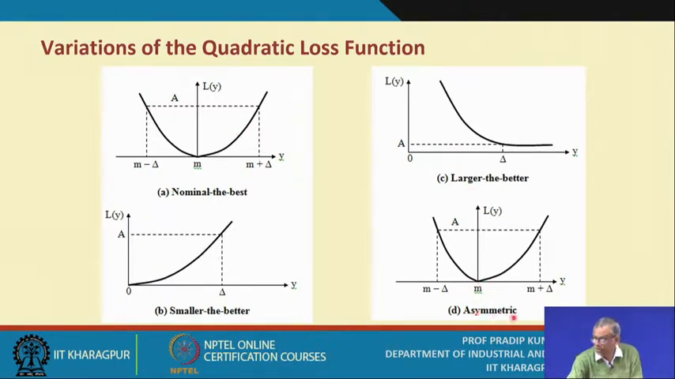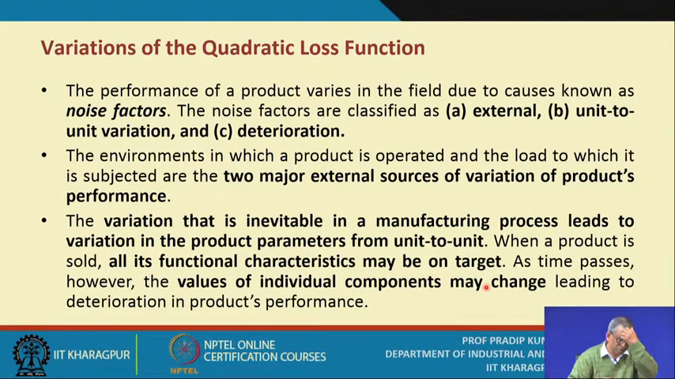Now you move to the asymmetric case, the asymmetric loss function. Here m is the target. If there is a negative deviation, you will find that the impact is very high, that means the loss is very high. Whereas if there is a positive deviation, the impact is not that high, but still there is a substantial loss due to a deviation of plus delta from m. So these are the four cases we come across.